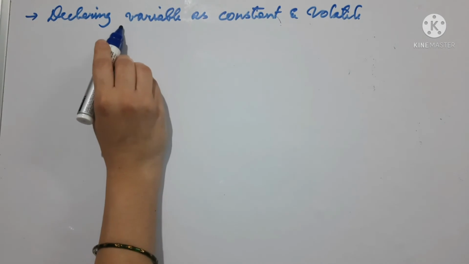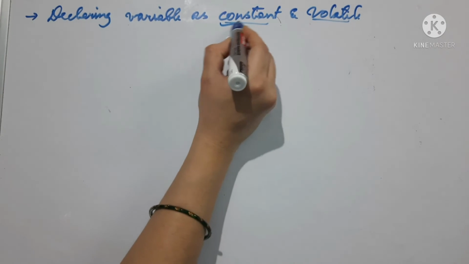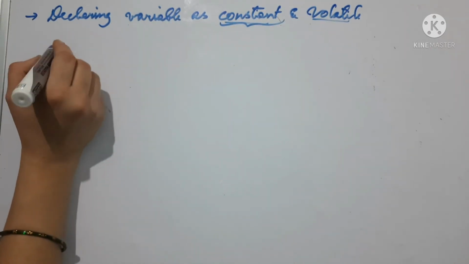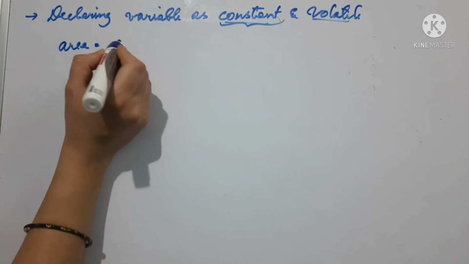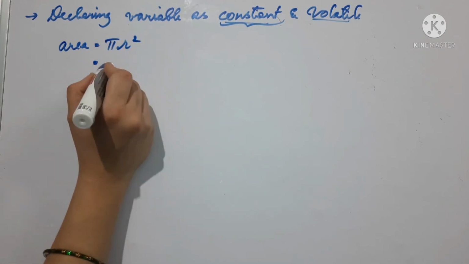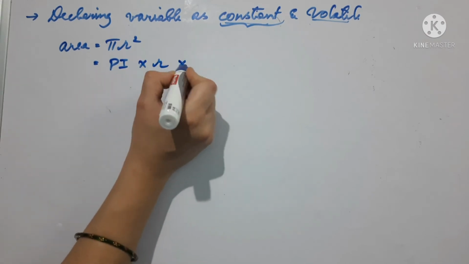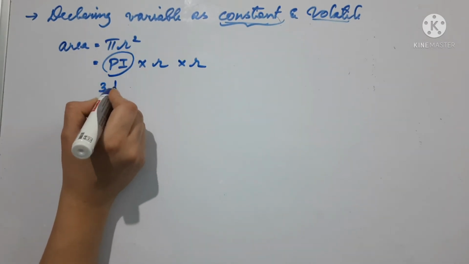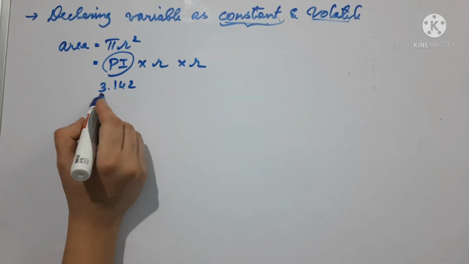Now let us discuss declaring a variable as either a constant or volatile. Now you must be thorough with the meaning of constant. That means the value is fixed. For example, suppose I want to write the area of a circle. How do I do that? Area of circle is nothing but pi r square. Now in a program, how do we write this? We can just write pi r into r. So the value of pi is fixed, 3.142. Any time I use it, the value of pi will be constant.